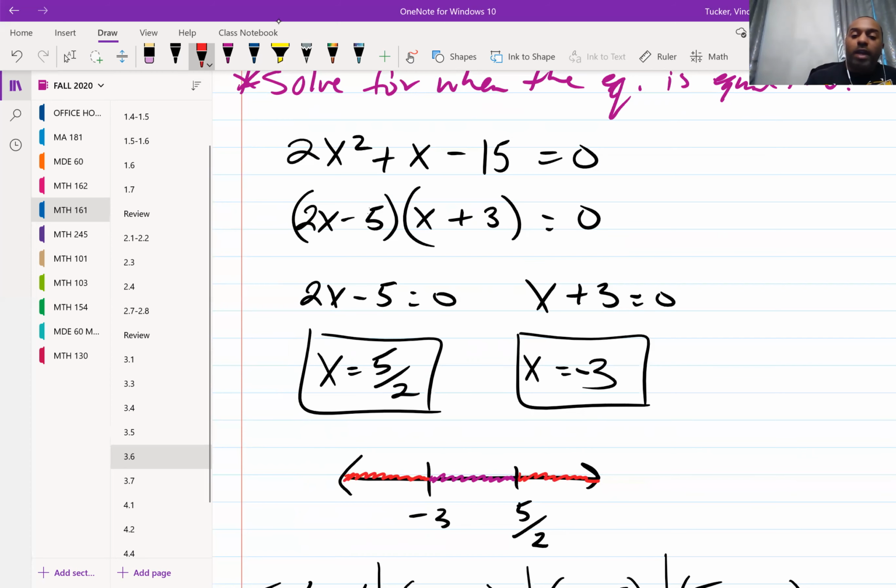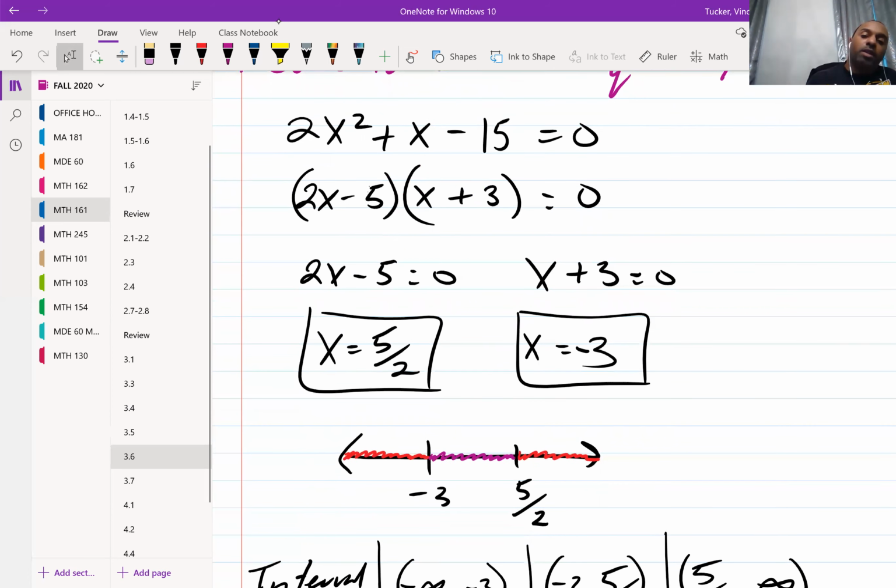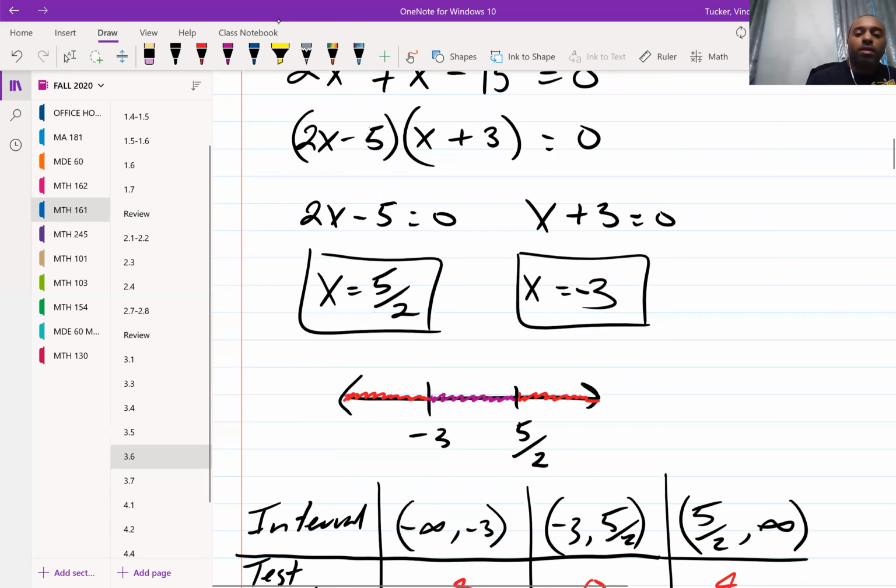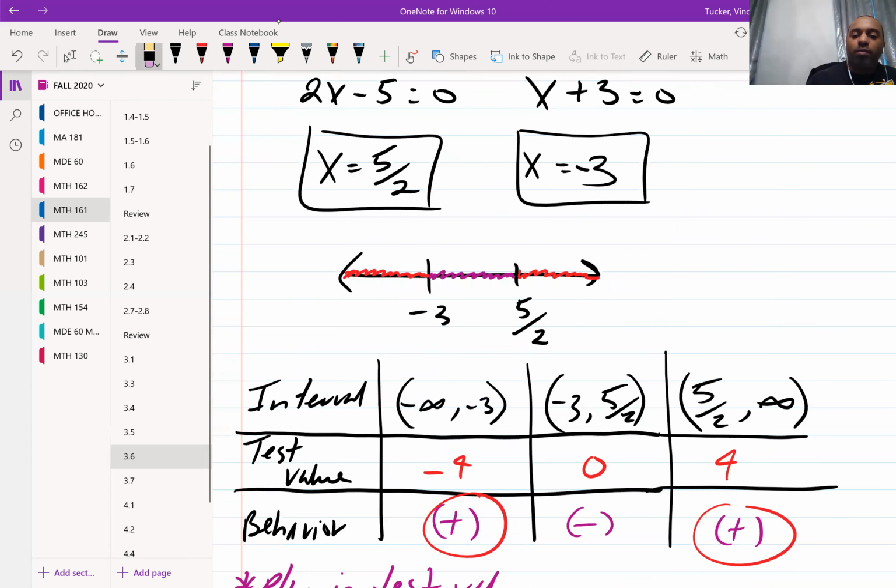So we have this first interval of negative infinity to negative 3. Then we have this second interval, negative 3 to 5 over 2. And then the final interval, 5 over 2 to infinity. So we're going to set up our chart that way. And let me erase some of this stuff so we can walk through it.